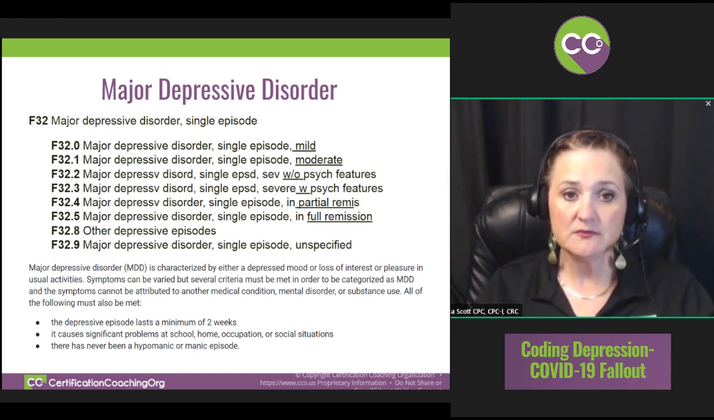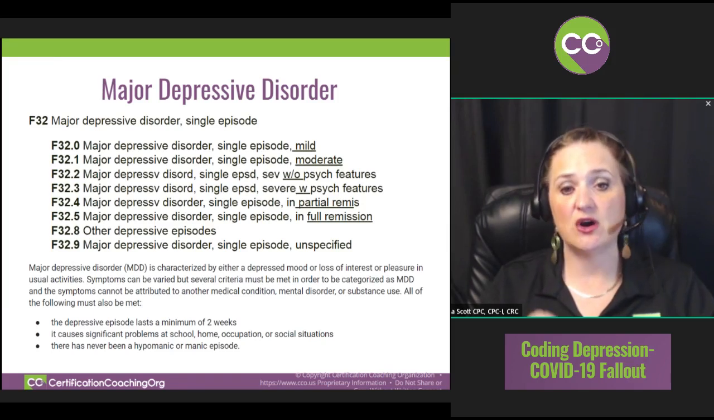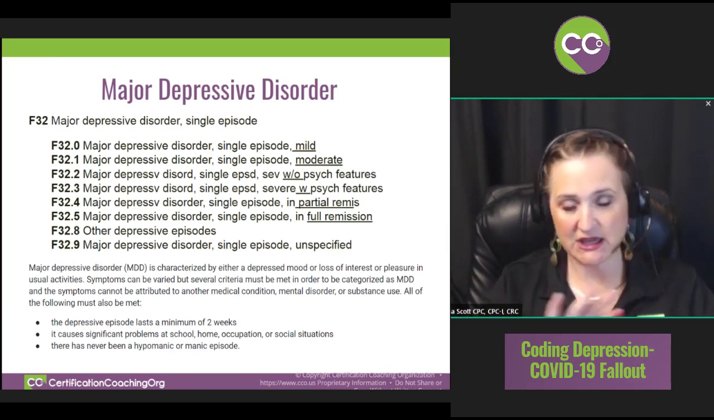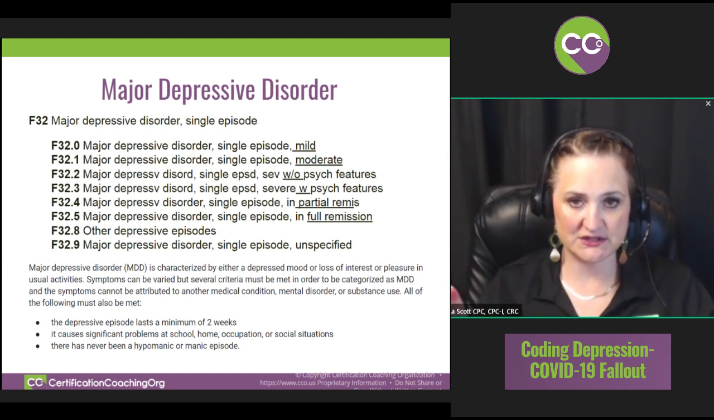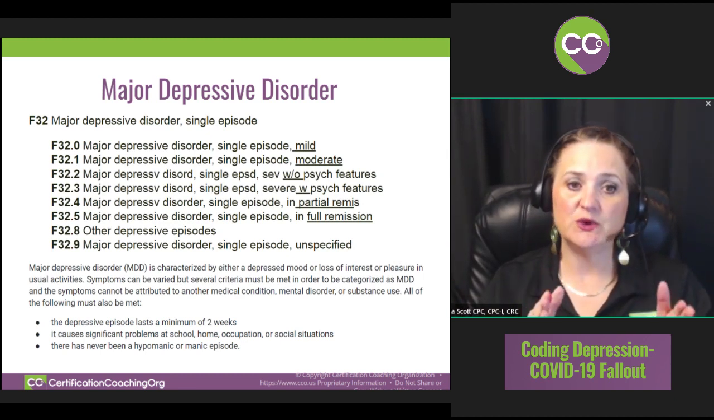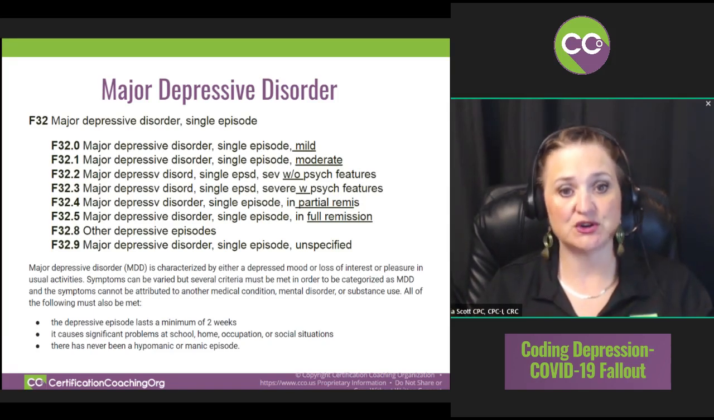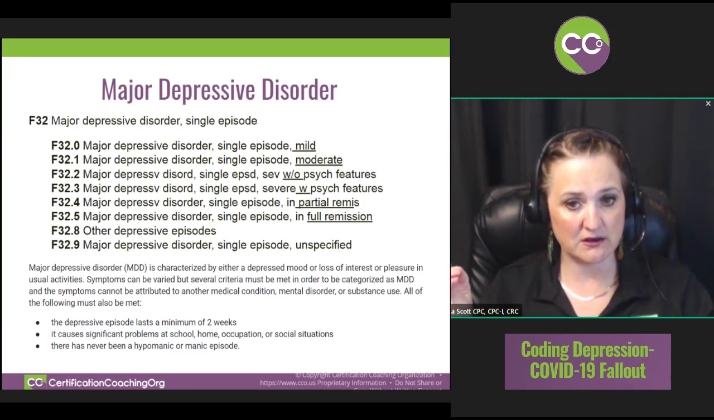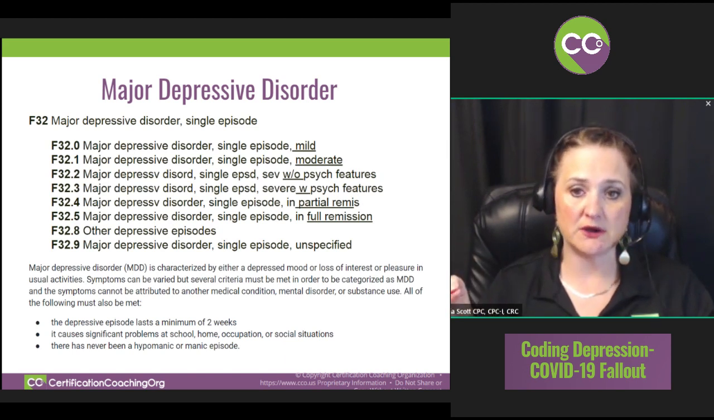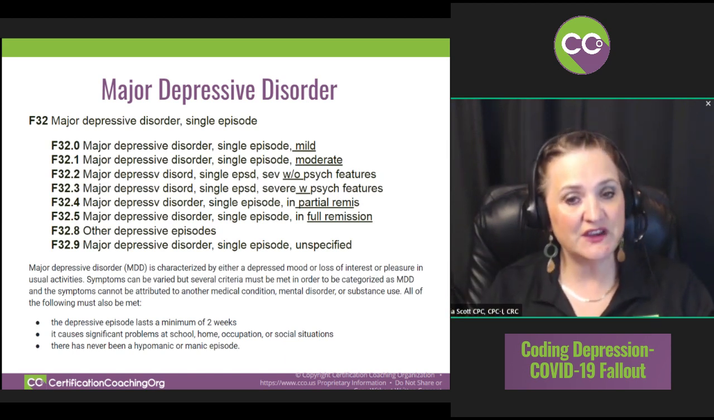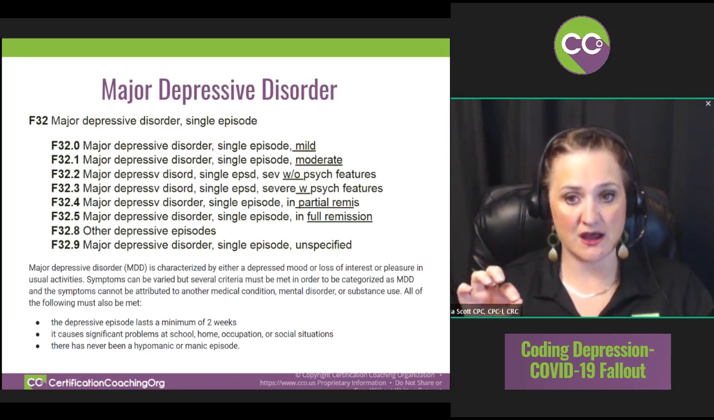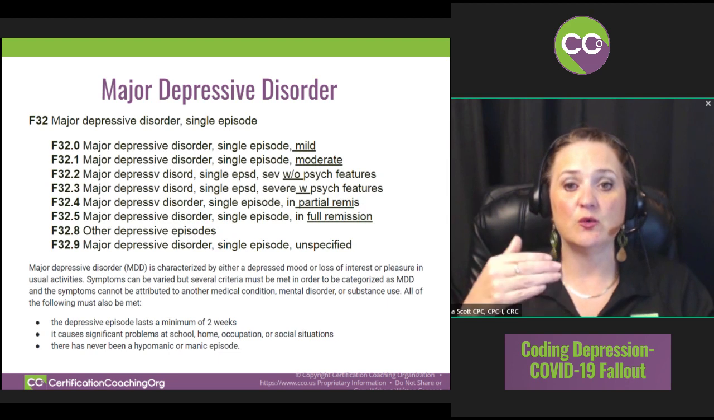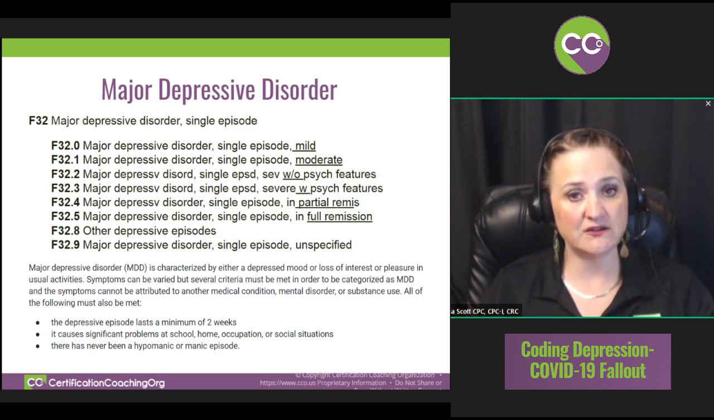This is an F32. And these are single episodes. You can go in and you can look and open up to higher specificity there. We look at the F32 depressive disorder. Single episode, mild, moderate, it's divided up. We got 0.0 mild, 0.1 moderate. Then we broke severe up and gave us the option of with psychotic features.